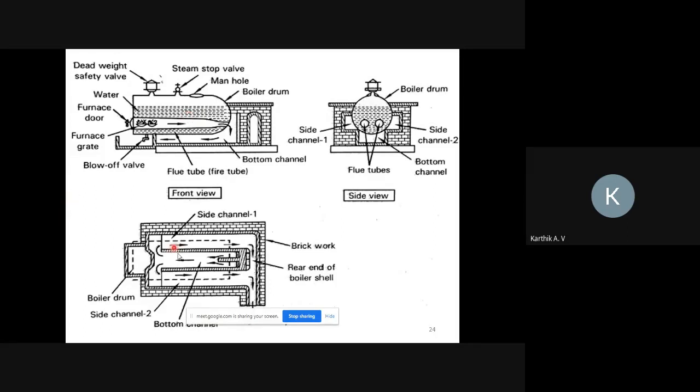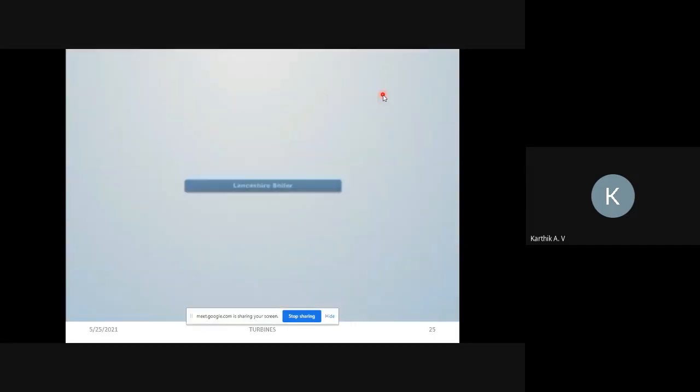So heat is passing throughout the boiler drum, so that all the water present in the drum gets heated and converts into vapor form. That vapor form is nothing but wet steam. Then it is passing to the superheater. There in the superheater, wet steam is converted into dry steam. Dry steam is nothing but the pure form of steam. There is no water content here. Then that pure steam is moving to the turbine through the steam stop valve. This is the working principle of Lancashire boiler.